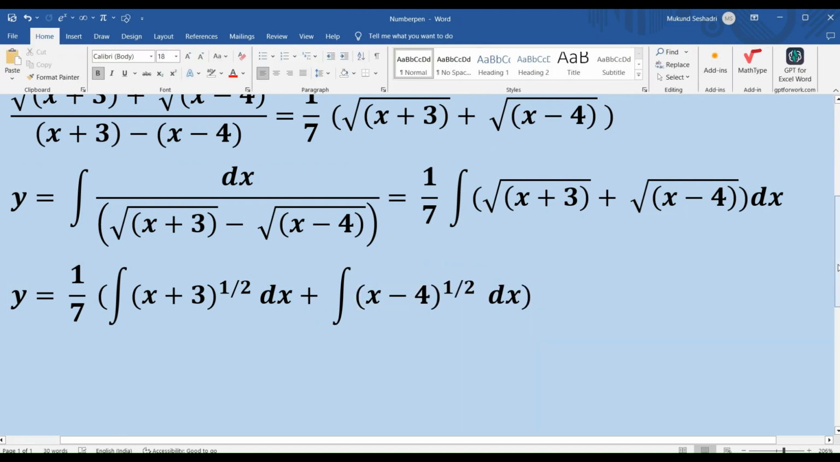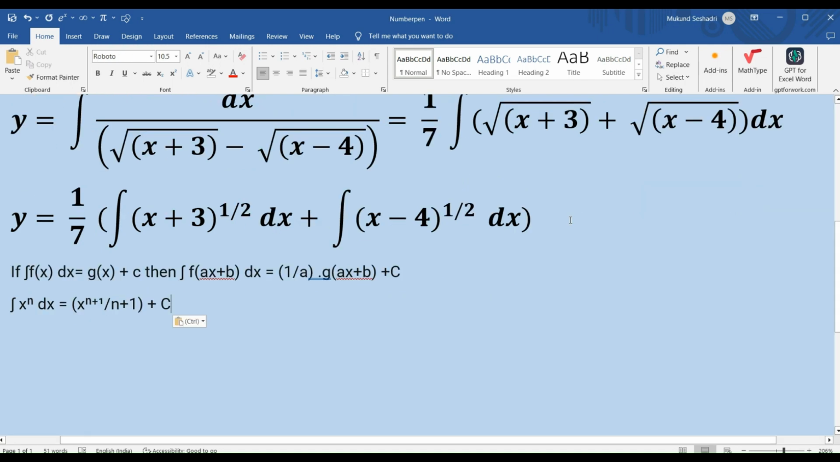Now I'm going to paste down the two rules which we will use to solve the rest of the problem, right? One is integral of x to the power n dx, and the other is how do we solve integral of f of ax plus b when we already know integral of f of x, right? So these are the two rules that I'm going to be using. If integral of f of x dx equal to g of x plus c, then my integral of f of ax plus b dx is equal to 1 by a times g of ax plus b plus c. And the other one is integral of x to the power n dx equal to x to the power n plus 1 divided by n plus 1 plus c, right?